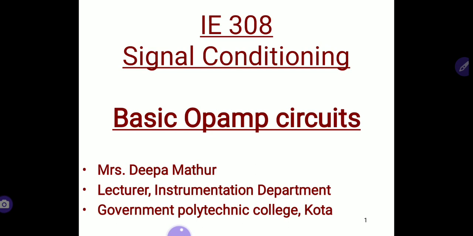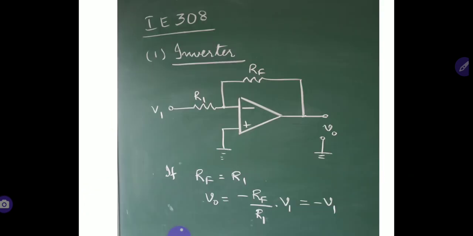In this video, I will be dealing with a topic, Basic Op-Amp Circuits, which is a unit from the subject Signal Conditioning in Instrumentation for the final year subject, IE308. The first type of basic op-amp circuit that I will be dealing with here is an inverter or inverting amplifier. How are we going to use an operational amplifier as an inverting amplifier?